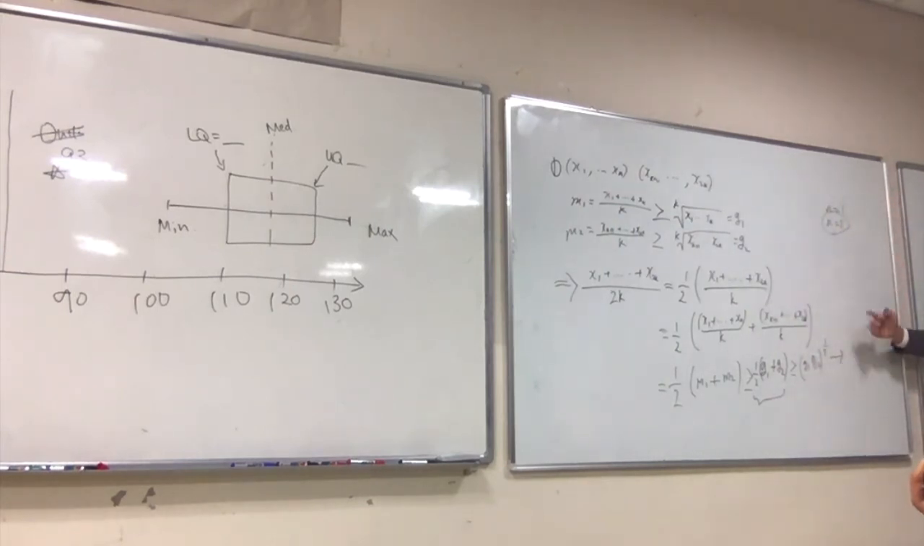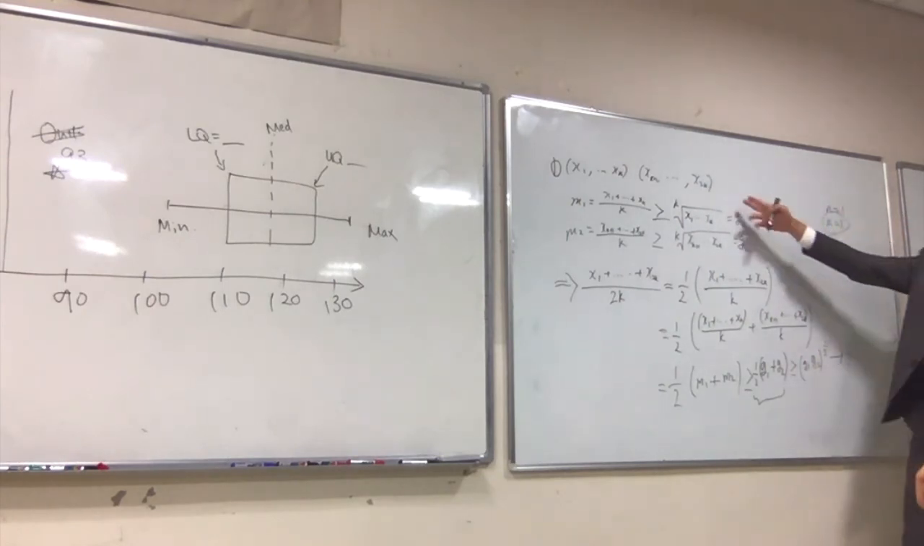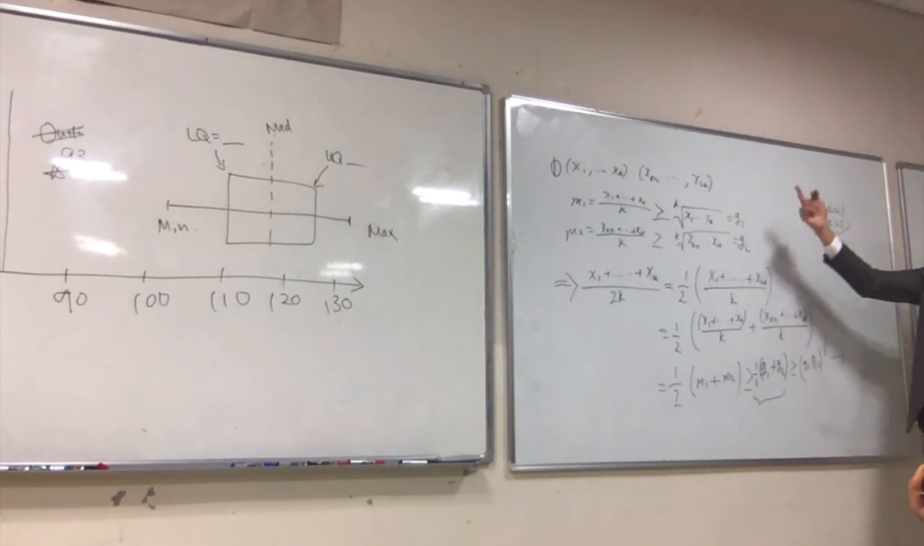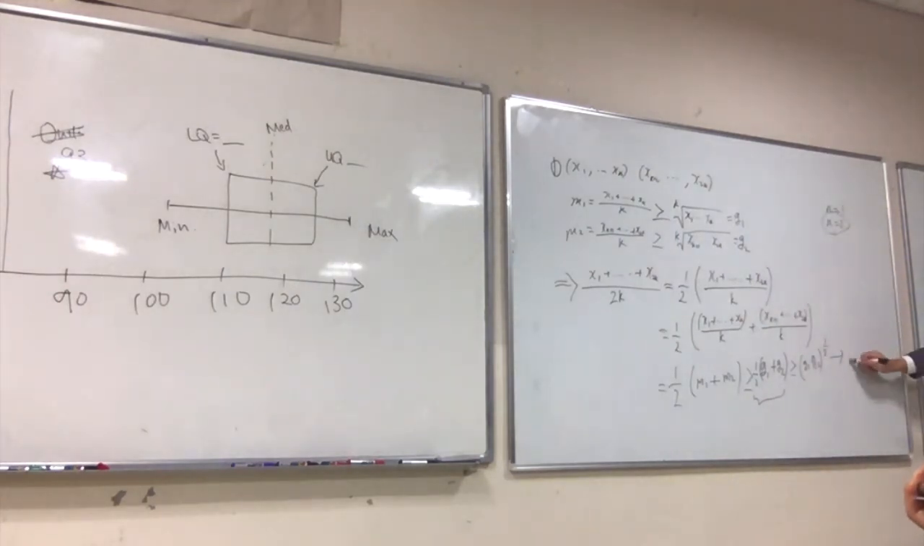So here we have just proved that in the first case, where we have 2k numbers, the AMGM inequality holds true.